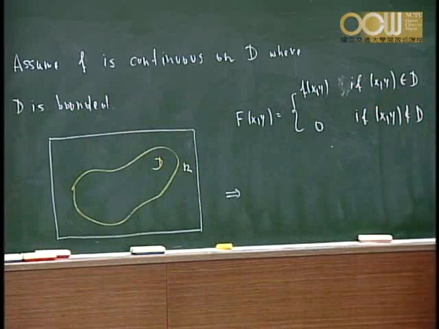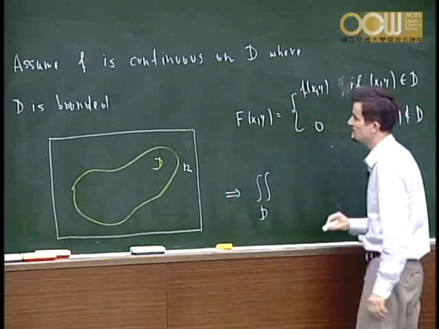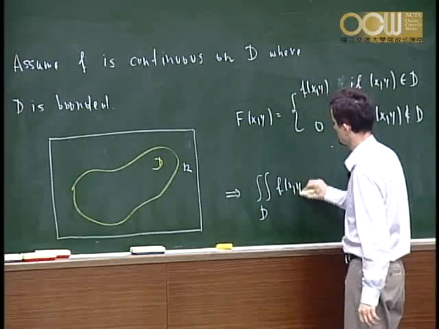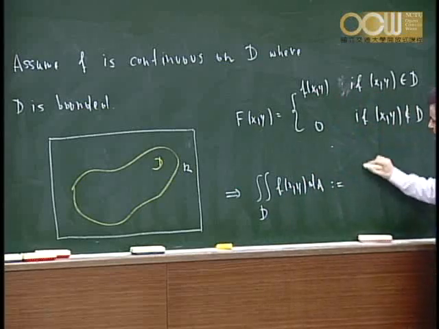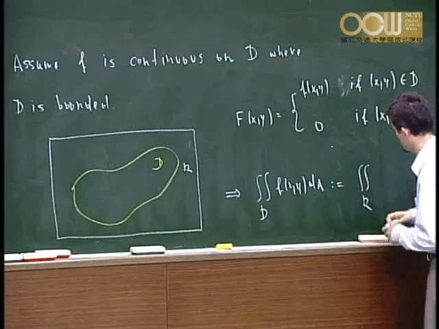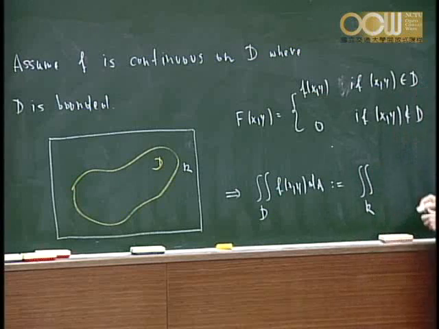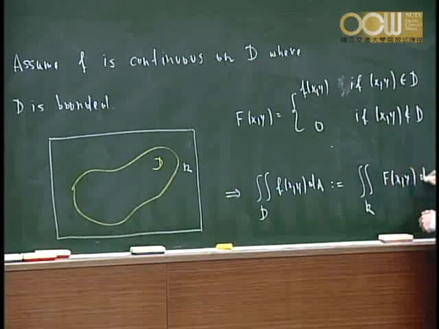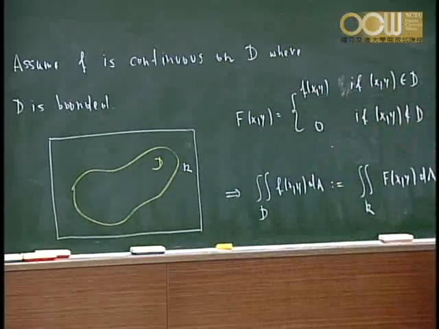now our function F is defined on a rectangle R. So we can now define the double integral over D of the original function as, okay, we just take the double integral over R of this new function here. And this is already defined. Okay, so we define this here. So we can use this here in order to define this one. So this is a very simple idea.